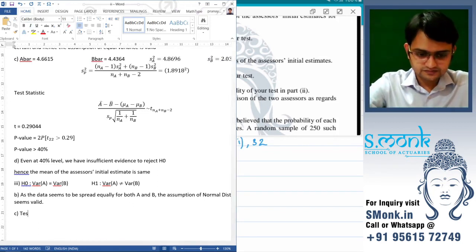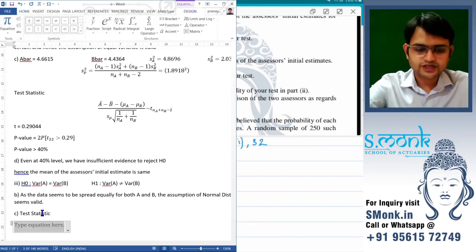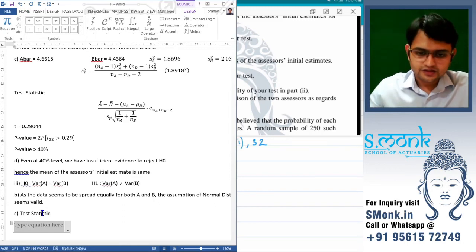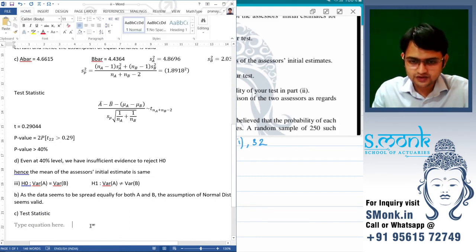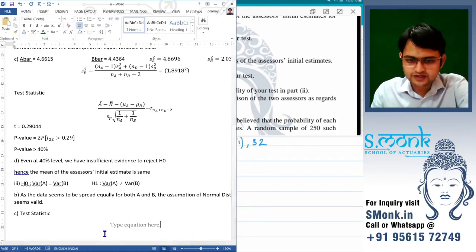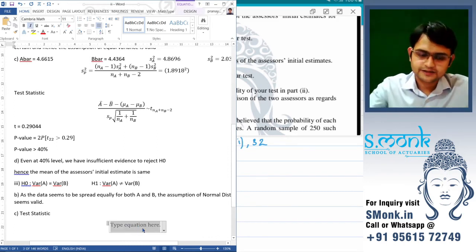So let's say test statistic, you can use the equation editor. Now if your equation editor is stuck here, that is mostly because we have some space or something. You can see that there is a space after this. If I delete that space, you can see now the equation editor goes back to the middle.